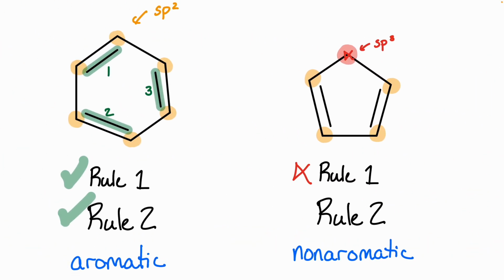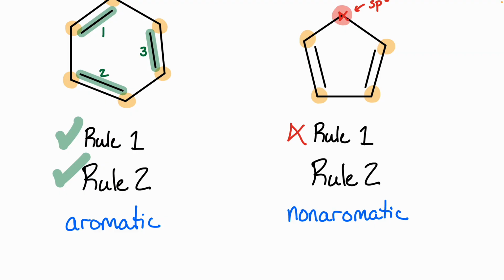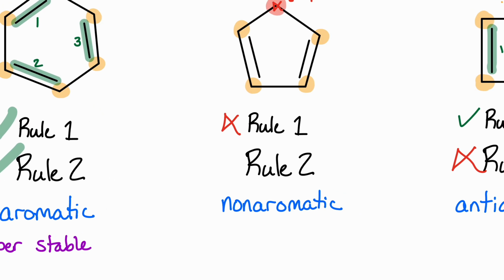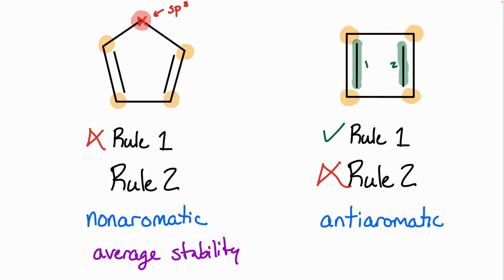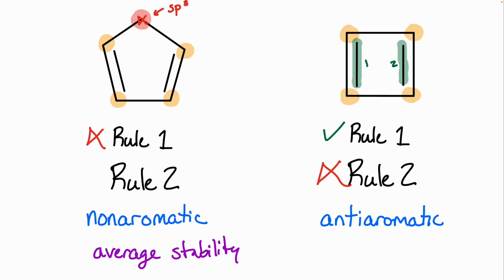Whereas aromatic compounds are super stable, non-aromatic compounds are like meh stability. They're just kind of average. Nothing special, nothing detrimental. But these anti-aromatic compounds, these fully conjugated rings but rings that have an even number of delocalized electron pairs, are super unstable.